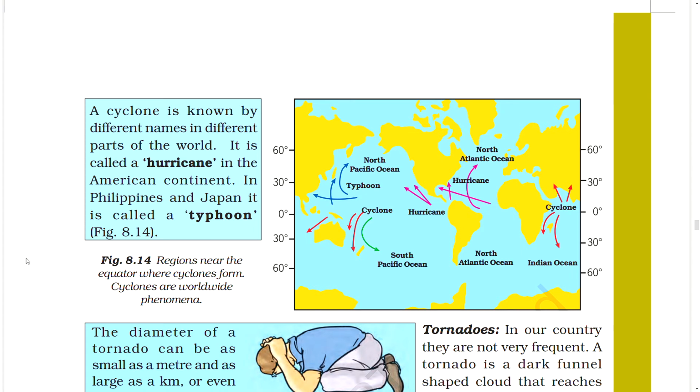A cyclone is known by different names in different parts of the world. It is called a hurricane in the American continent. In Philippines and Japan, it is called a typhoon. Figure. Figure: regions near the equator where cyclones form. Cyclones are worldwide phenomena.